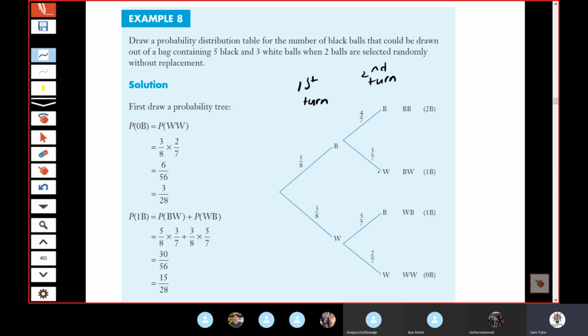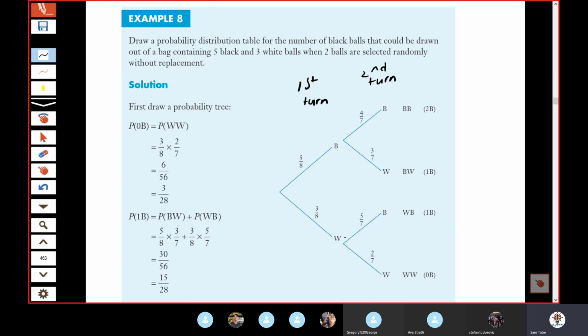4 out of 7 and 3 out of 7 here. Why is it 3? Because you still have 3 white marbles, or white balls, if you chose a black one at the beginning. If you want to double check it, this plus this must always add up to 1. That was the rule. So each branch must add up to 1. So 4 out of 7, 3 out of 7 adds up to 1.